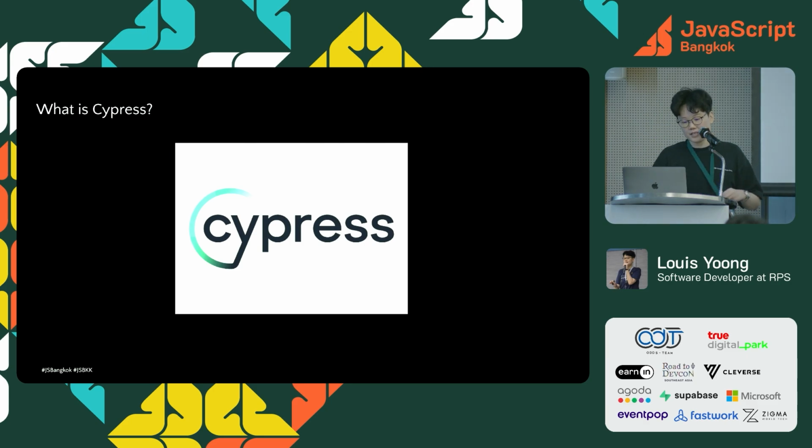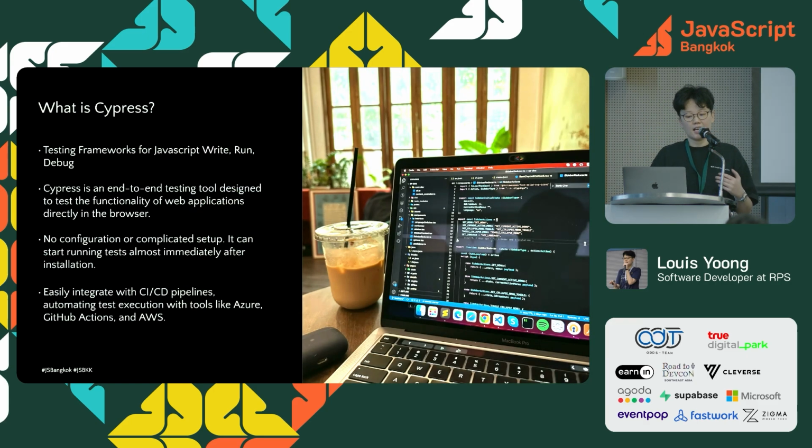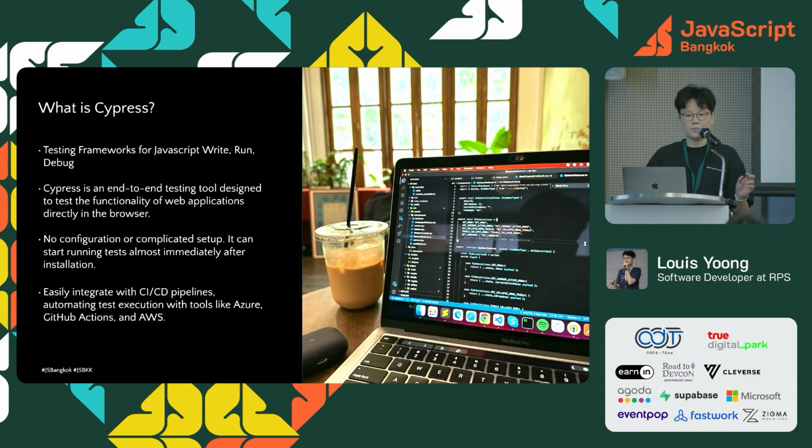Okay, so Cypress is a front-end testing tool that uses JavaScript. We can use JavaScript to write, run, and also debug tests. And like I mentioned, Cypress is an end-to-end testing tool, and we also have a component testing tool. But today we will focus more on end-to-end testing, because it is more basic and easier for you all to understand how we can do that.